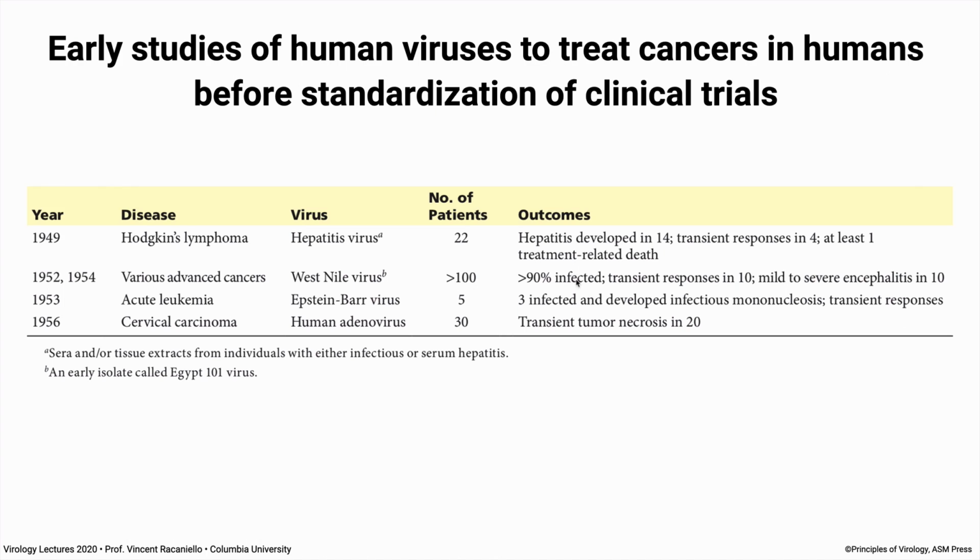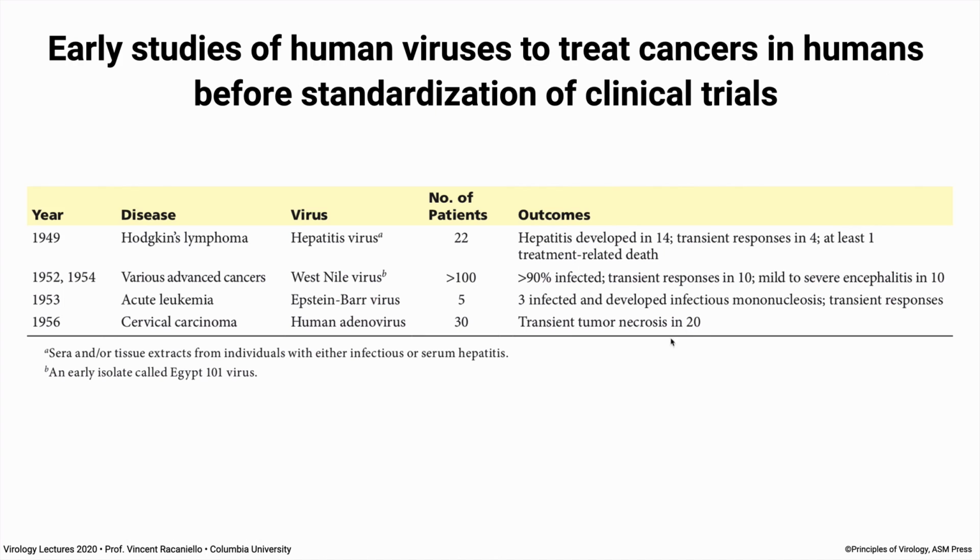Various cancers treating with West Nile virus. Severe encephalitis in 10, mild to severe. This is why West Nile is a BSL-3 agent, by the way, because of this. It can cause encephalitis, but it's mosquito transmitted. There's no reason. Leukemia treated with EBV. These people developed mono.